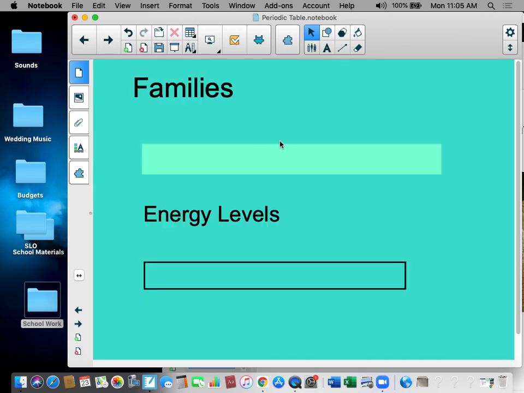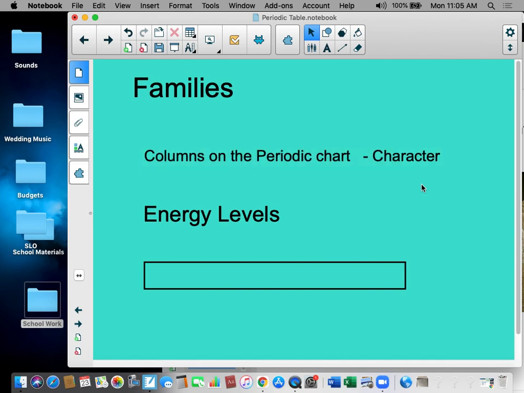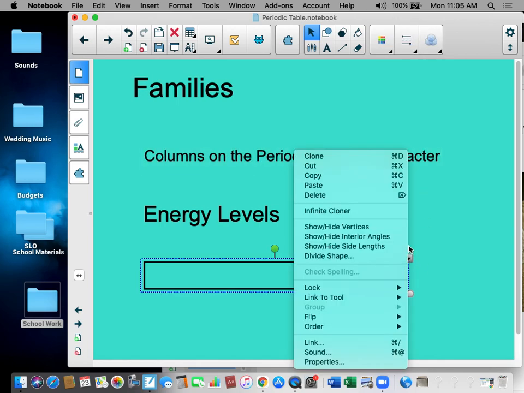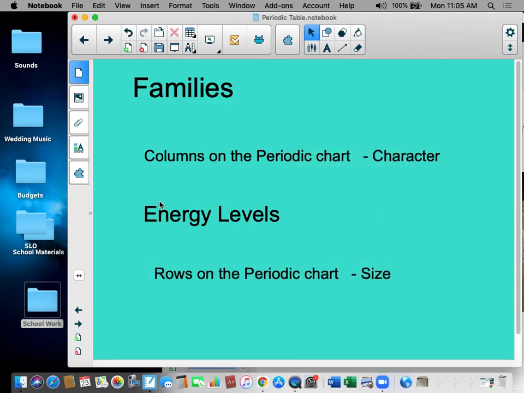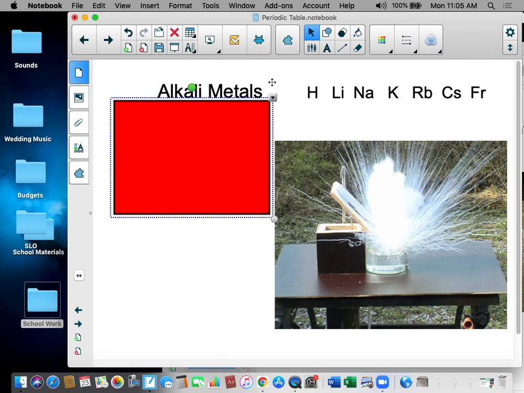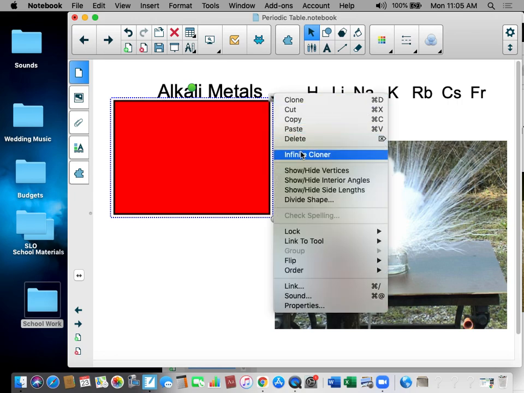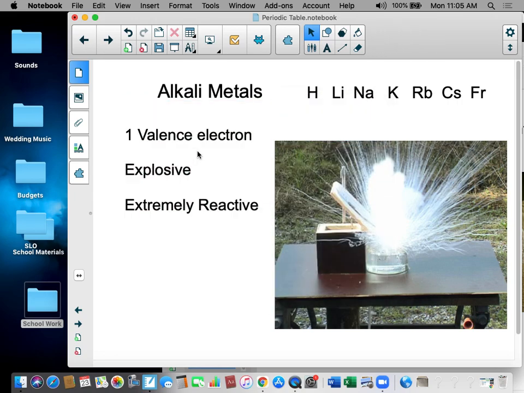All right, now, we do have families and energy levels. Families or groups are columns of the periodic chart, identify columns. Energy levels are the rows, identify the size. All right, so let's look real quickly. First one, hydrogen, lithium, sodium, potassium, rubidium, cesium, francium. These are all alkalis. Characteristics of them, they have 1 valence electron, they're explosive, and they're extremely reactive.